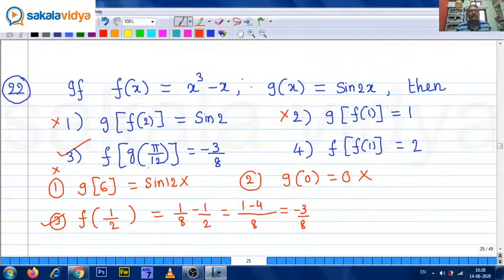See, here pi by 12 is 15 degrees, but sine 2 into 15 is sine 30. Sine 30 is 1 by 2. F of 1 by 2 is 1 by 2 whole cube, which is 1 by 8, minus 1 by 2. So minus 3 by 8. So third option is the right option. Understood now?